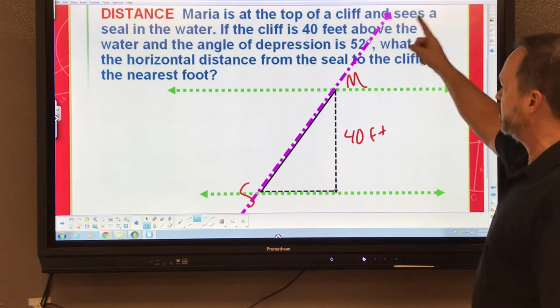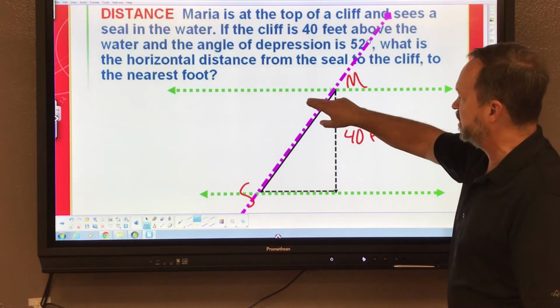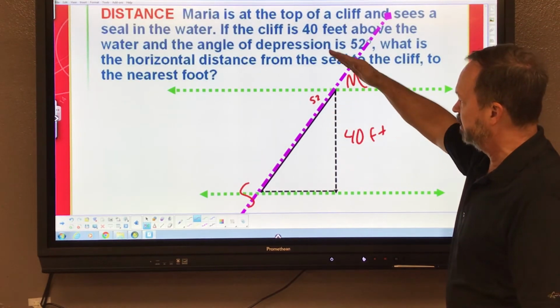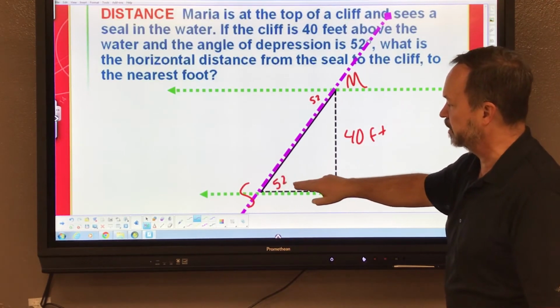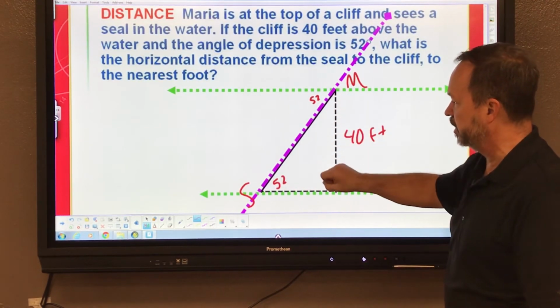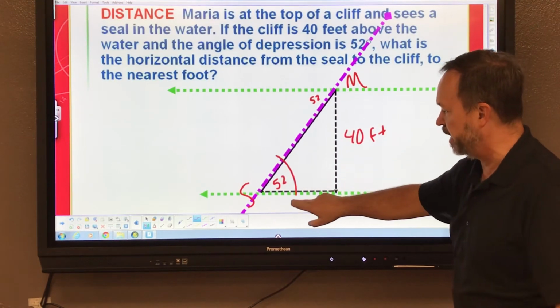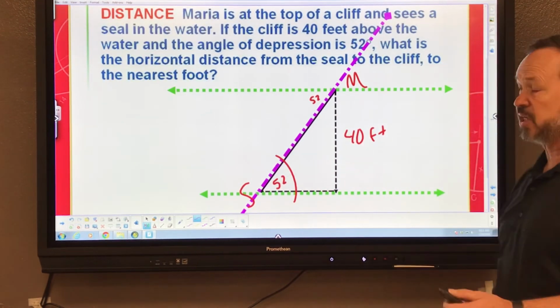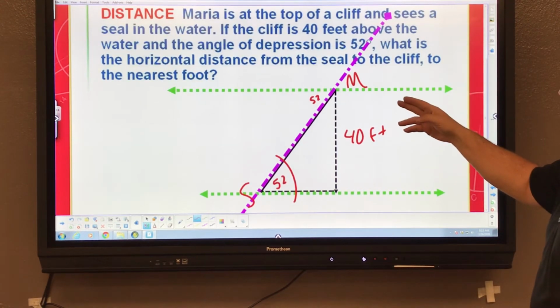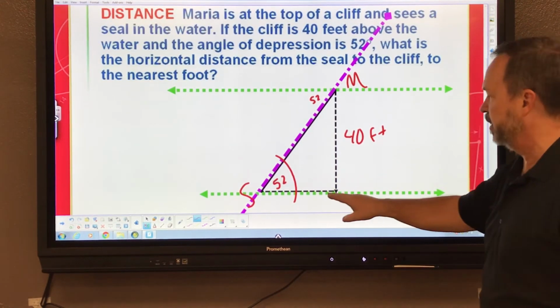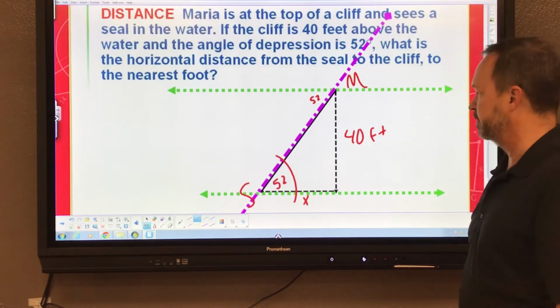The angle of depression is 52. So that's this measure, right? Angle of depression. If that's 52, then that's 52 because those are alternate interior angles. So I'm actually going to be talking about this angle for my discussion. It says, what is the horizontal distance from the seal to the cliff? And so we're looking for this measure right here.